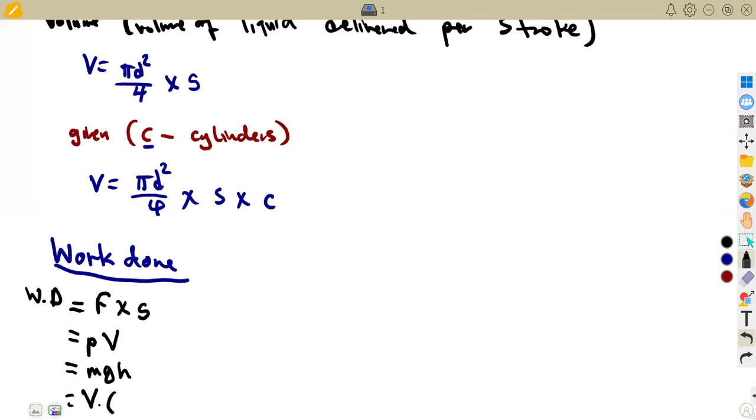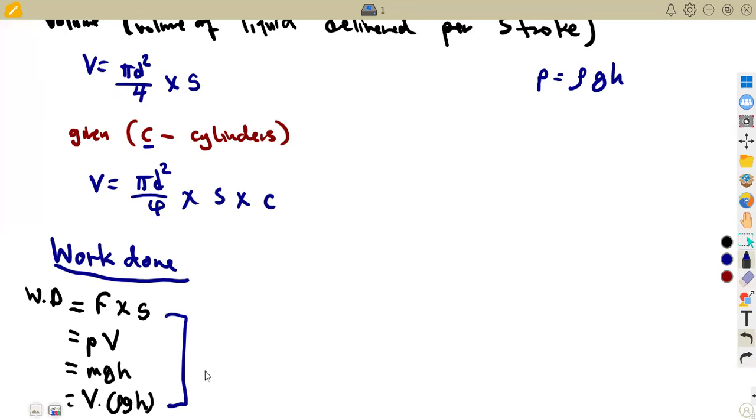Or you can have your work done as pressure times volume. Remember, pressure can be given as rho gh. So this rho gh represents pressure. I'm going to use the small letter p for pressure, given as rho gh, that is density times gravitational acceleration times the height. That is the pressure. So these are the formulas that can be used to calculate our work done.